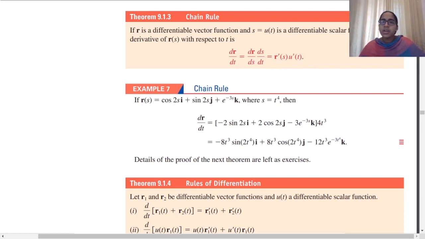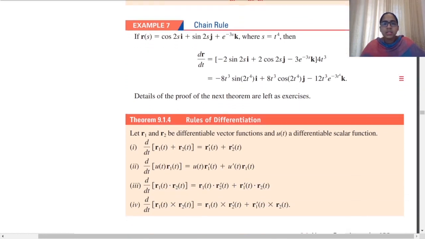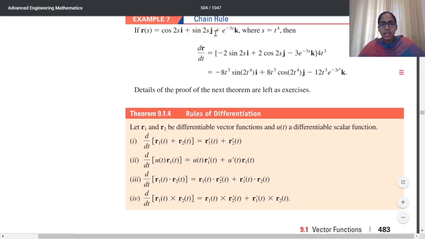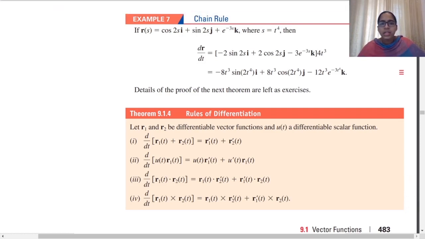So r is a function in terms of s, where s is another function which is differentiable in terms of t. Now if we have to find the derivative of r, we use the chain rule, dr by ds into ds by dt. Now next is another example depicting the chain rule concept. That is, if r of s is cos 2s i plus sin 2s j plus e raised to minus 3s k, where s is equal to t raised to 4, we are asked to find dr by dt.